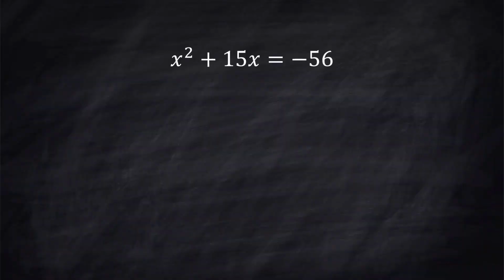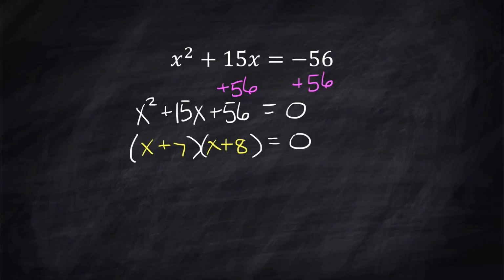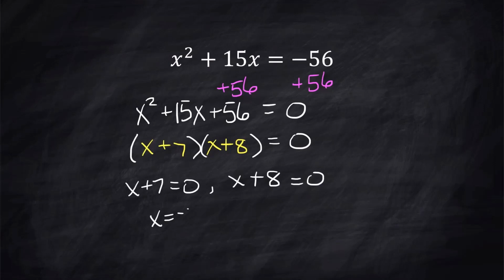This is more like something you might see in your algebra class. You don't see a 0 on the other side. You have to make a 0 on the other side by doing algebra. Let's start by adding 56 to both sides. And we get x squared plus 15x plus 56 equals 0. Now you need to factor that trinomial. You have to think of two numbers that when you multiply them together are going to be 56, but when you combine them will be 15x in the middle, and those two numbers are +7 and +8. Set each one of those factors equal to 0 and solve. And we have x equals -7 or x equals -8.